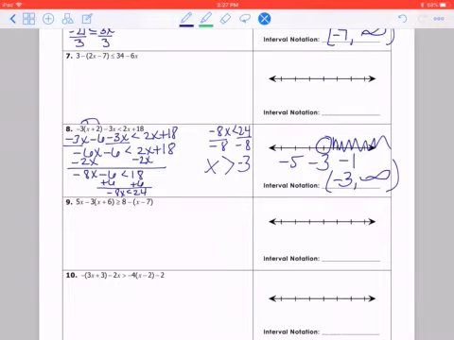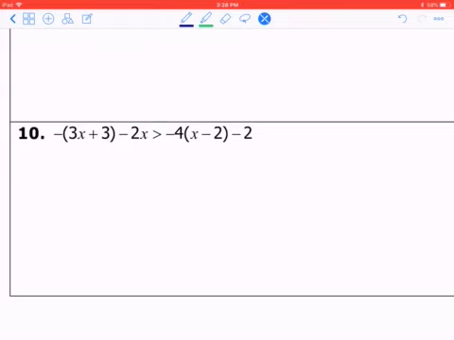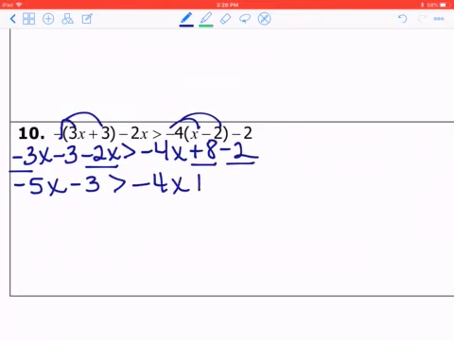All right, let's go ahead and do number 10. Okay, so number 10, we need to distribute on both sides of our inequality signs. So I'm really taking a negative 1. So this will be negative 3x, subtract 3. And take negative 4, x, and then plus 8. Combine like terms to give you negative 5x, and combine these two like terms, which gives you a positive 6.